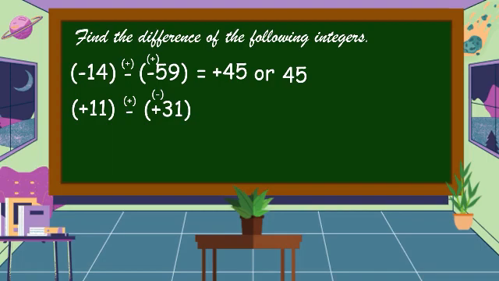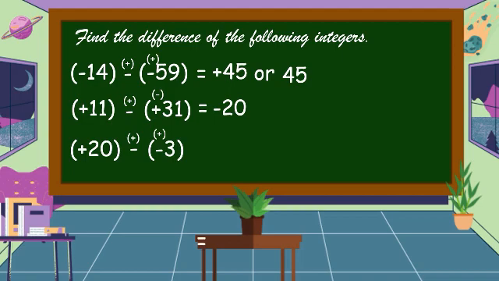Great job! The answer is negative 20. Another one. Positive 20 minus negative 3. Remember, change the sign of the subtrahend from negative to positive. Negative 3 to positive 3. Then proceed to addition. So, our answer is great. That is positive 23 or 23.